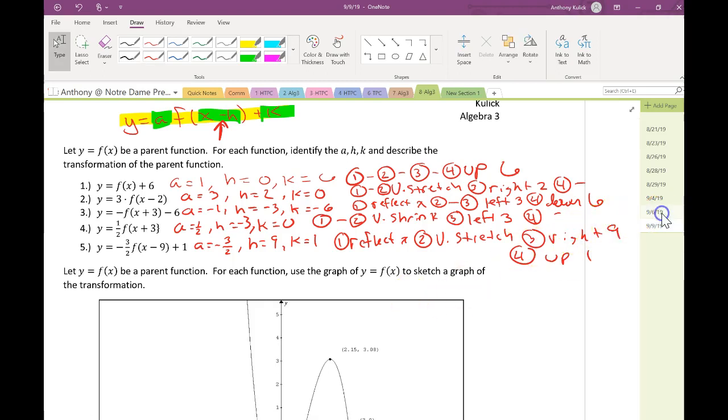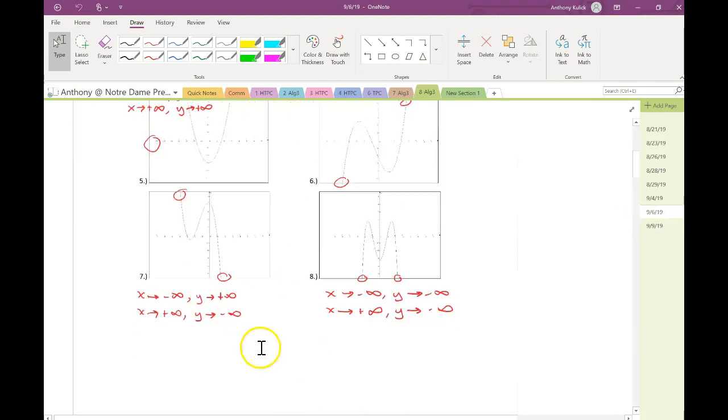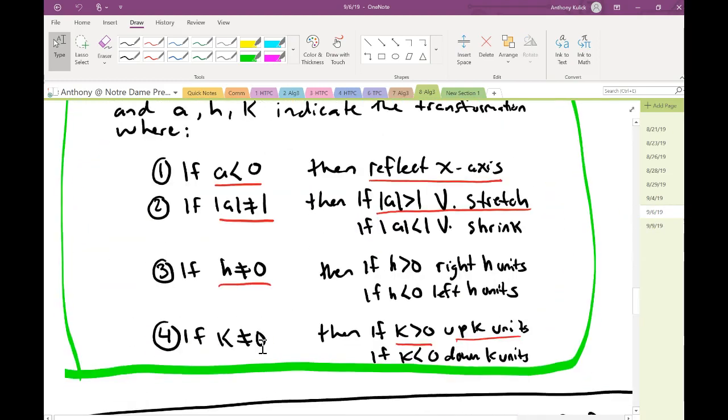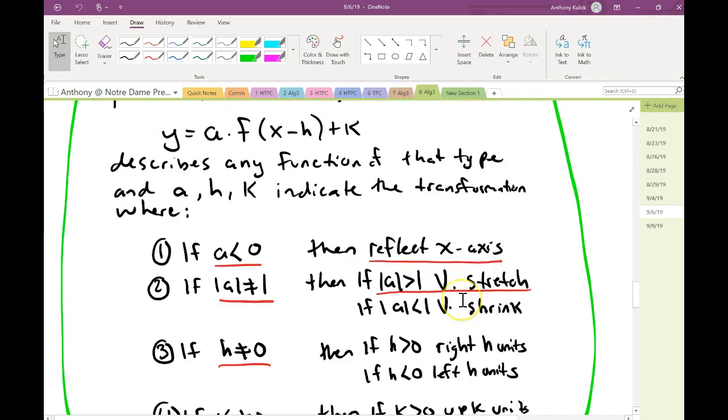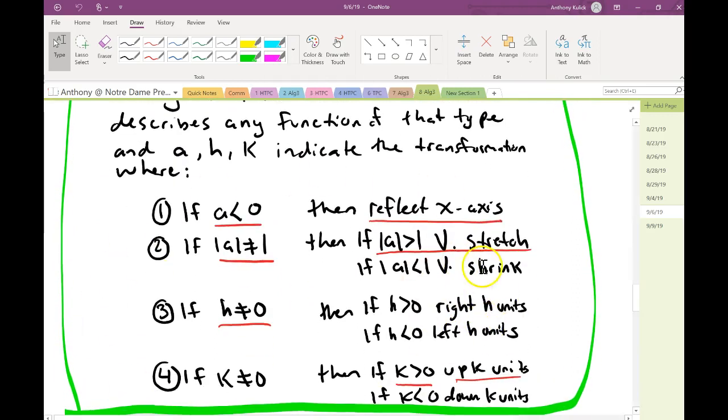So again, this list from the last notes, 1 through 4, should you know these? Absolutely. Yes, Nancy?